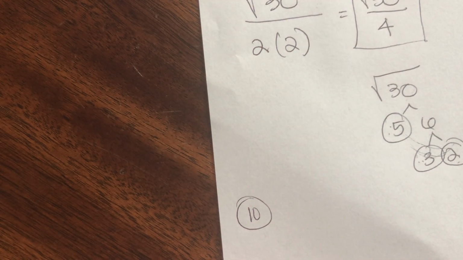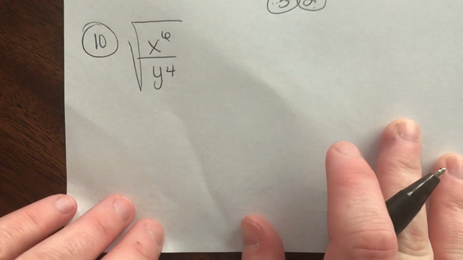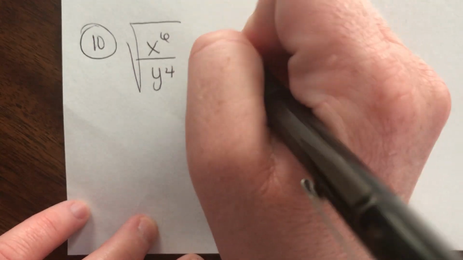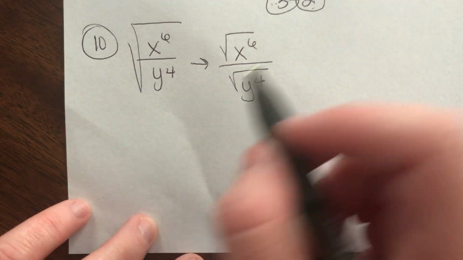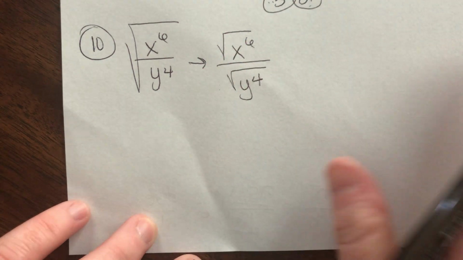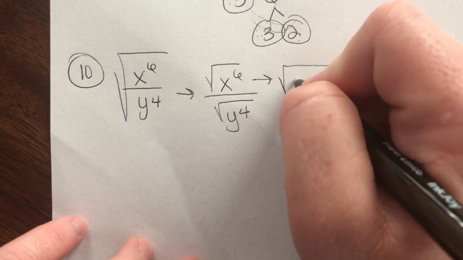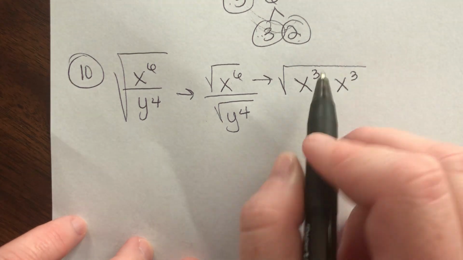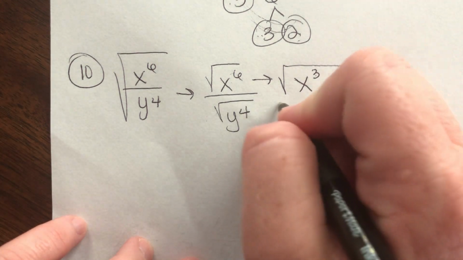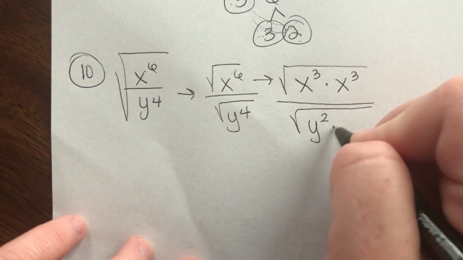Number 10, which is x to the 6th power over y to the 4th power, all under a radical sign. Okay, so it looks like this. We're going to separate the radical signs, x to the 6th over y to the 4th. I can actually factor these, and instead of doing little lines and going down like a pyramid, I'm just going to do it to the side. So under this radical, I can separate this into x to the 3rd times x to the 3rd. 3 plus 3 is 6, so that works. And over here, I can separate y to the 4th into y squared times y squared.